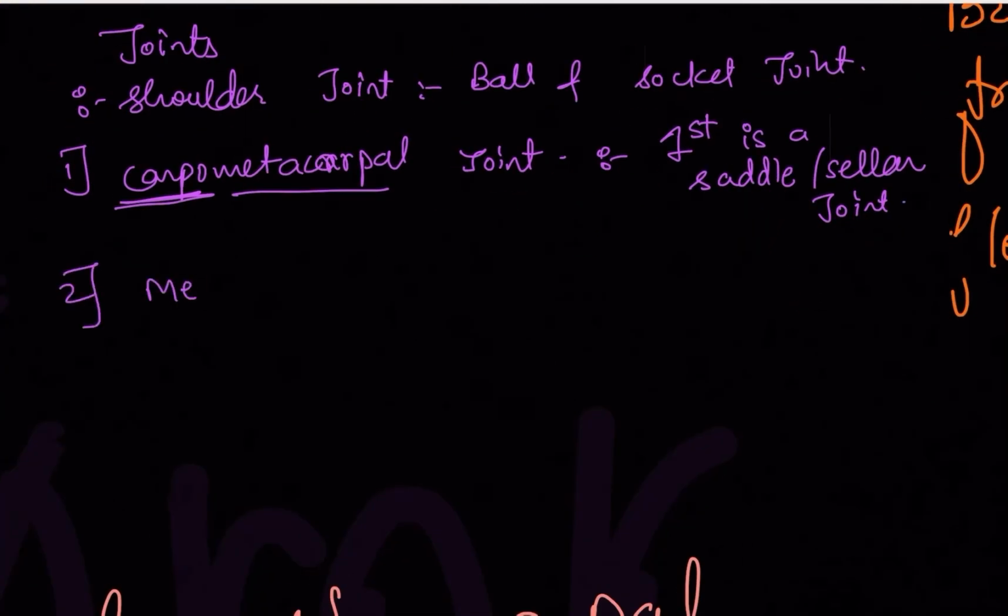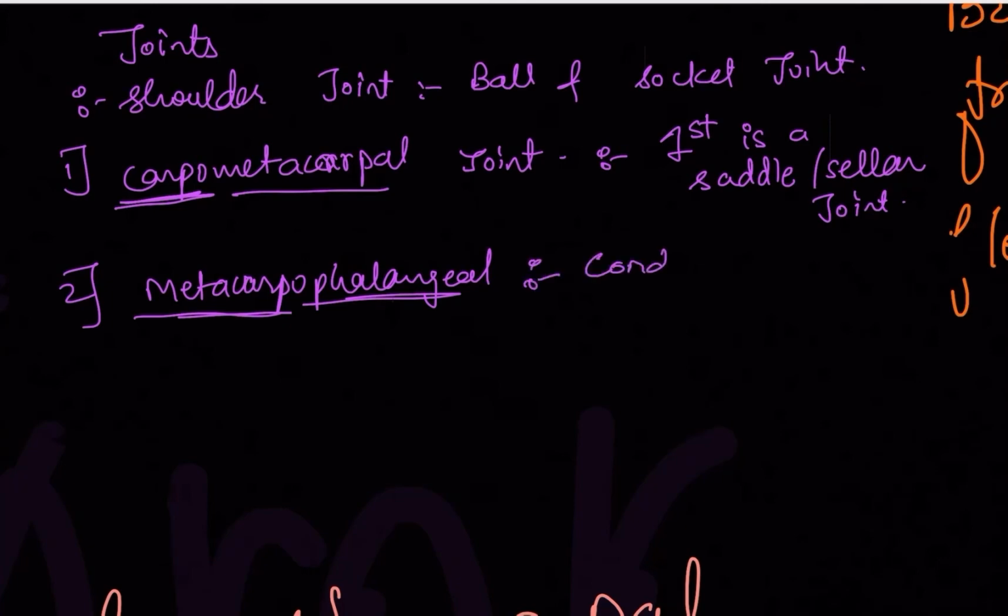Then you have the metacarpophalangeal joint. Again, break the words. Metacarpo means metacarpal, phalangeal means phalanges. So between the metacarpal and the phalanges, what do you have? This joint is the condyloid joint. It is also known as ellipsoid joint. Now all these joints which you are seeing right now come under a category that is synovial joint. Synovial joint means movable joints. Okay, I'll be writing it down at the very end.